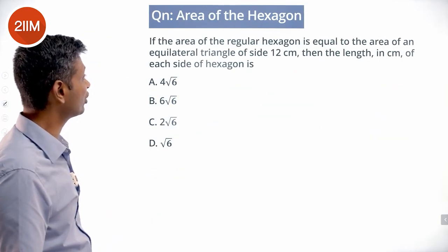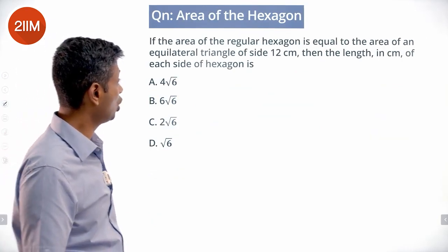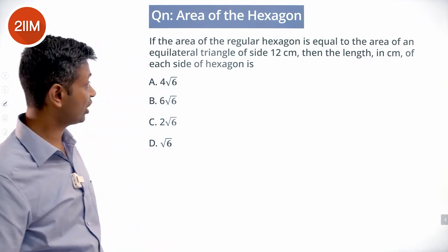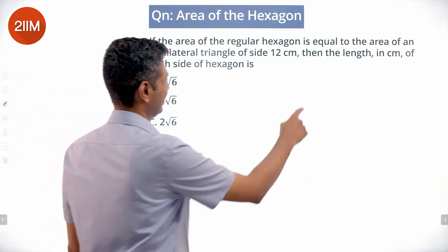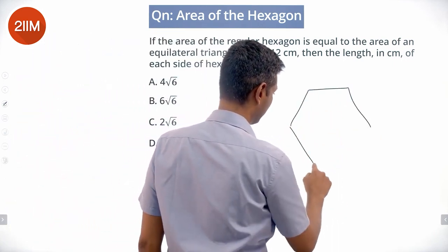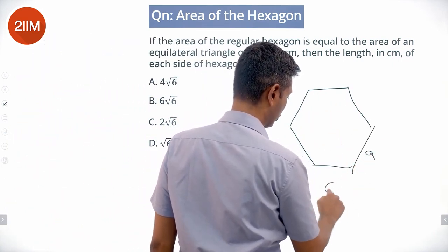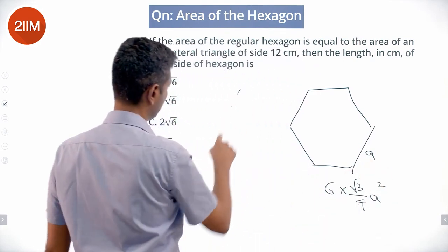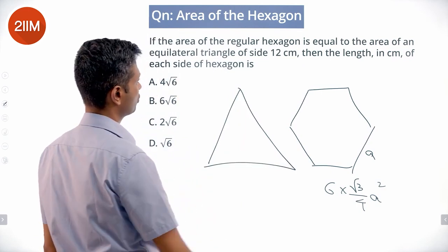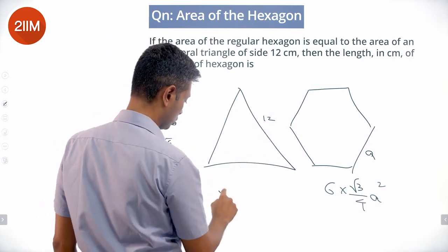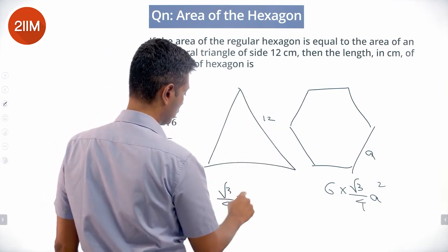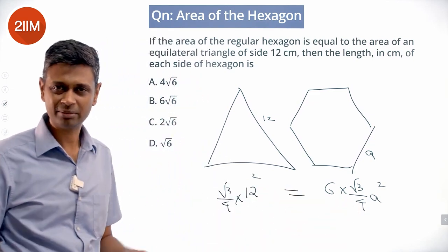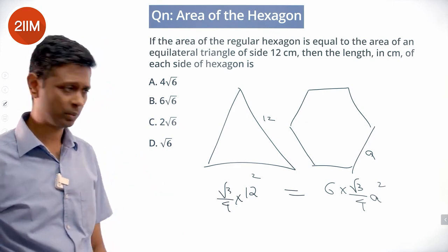The area of a regular hexagon is equal to the area of an equilateral triangle of side 12 centimeters. Then what is the length in centimeters of each side of the hexagon? A regular hexagon of side A has area 6 times root 3 by 4 A square. This is equal to the area of an equilateral triangle of side 12, root 3 by 4 into 12 square. Equate this, we'll get A. A very regular question.